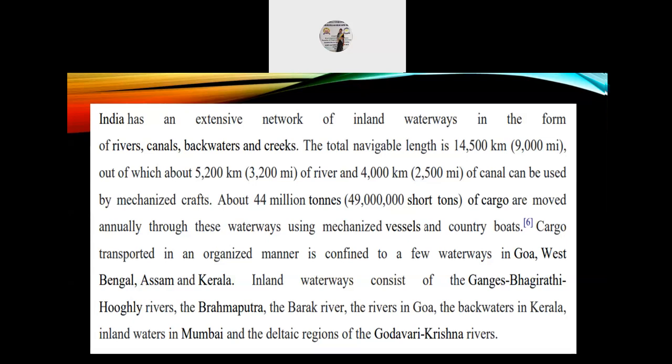Cargo transported in an organized manner is confined to few waterways in Goa, West Bengal, Assam and Kerala. Inland waterways consist of the Ganges, Bhagirathi, Hooghly rivers, the Brahmaputra, the Barak river, the rivers in Goa, the backwaters in Kerala, inland waters in Mumbai and the deltaic regions of the Godavari and Krishna rivers.